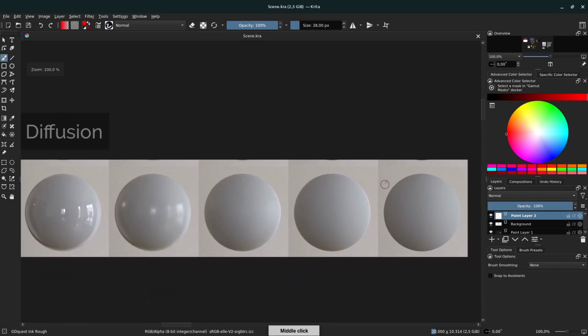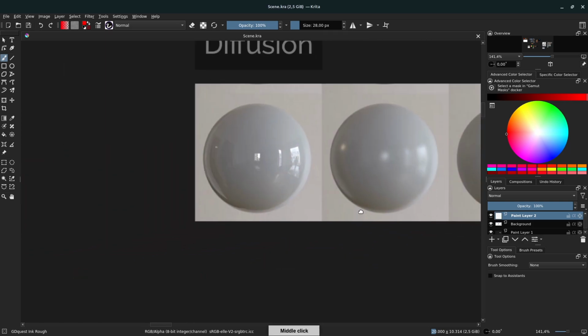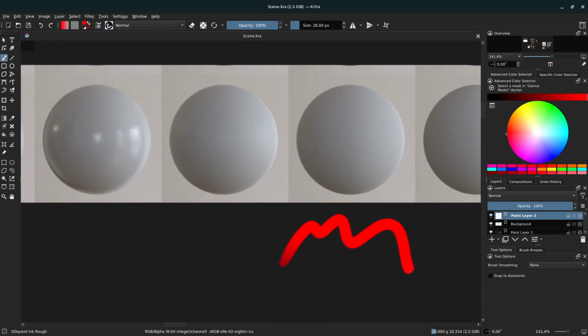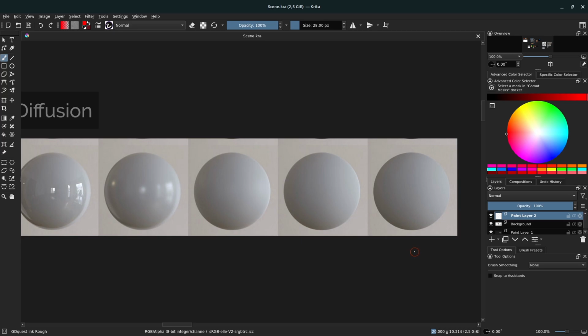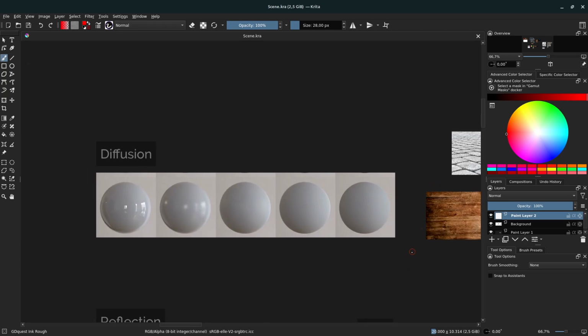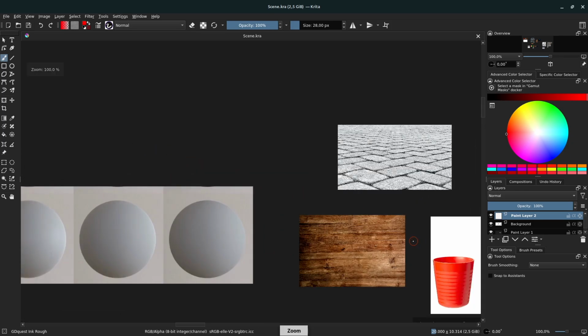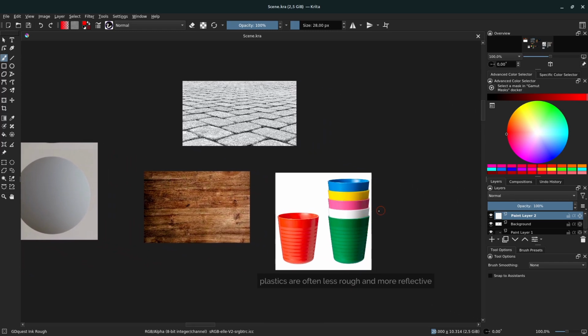Here's a diffuse material with roughness increasing. So this is very low roughness. The surface is very flat, and here the surface is much more rough. And you can imagine touching a surface and imagine if it's feeling rough or not to know how reflective it is. A lot of materials are diffuse, such as wood or stone, but also a material like plastic.